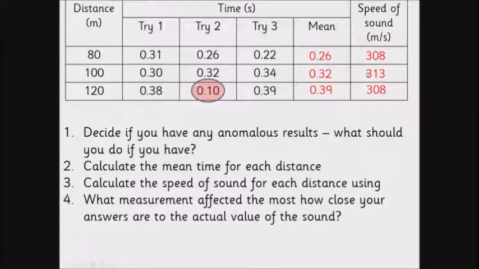So what measurement affected the most how close your answers are to the actual value of sound? I'm pretty sure we could measure the distance pretty accurately. We could use a tape measure, but this measurement of sound relies on humans, and humans tend to have something called a reaction time, and that leads to errors, and they're random errors in our experiment. So measuring the time is the hardest in this particular experiment.